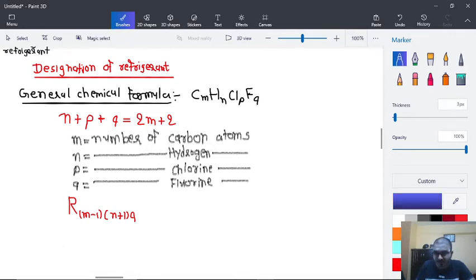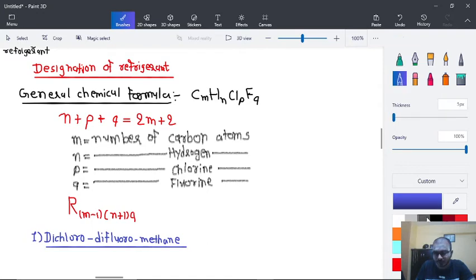So our first example is dichlorodifluoromethane. Okay, so this is our first example.